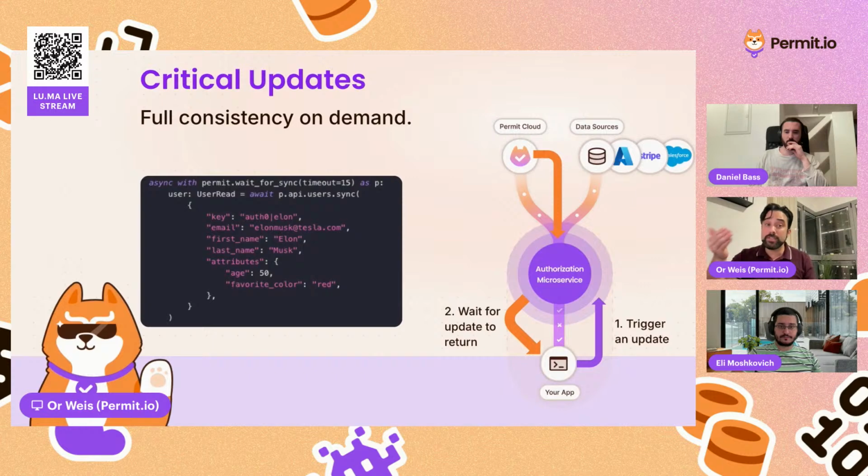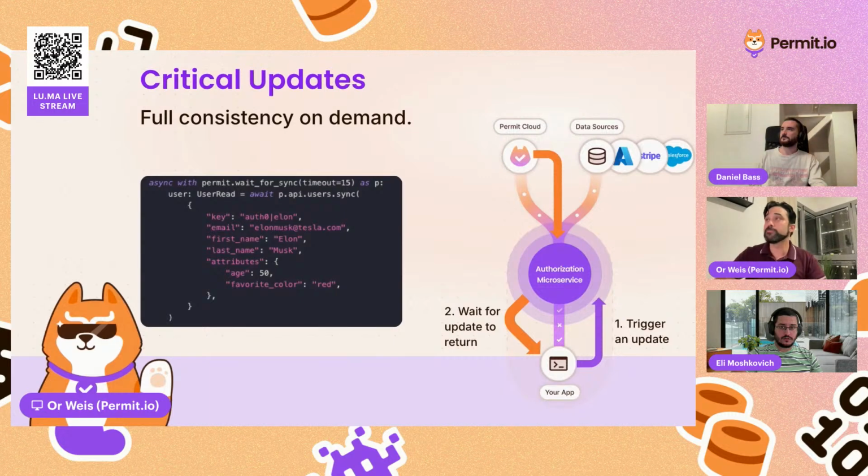We address this with the new feature called critical updates, which is basically full consistency for specific things on demand. We allow you to create an update to the system at your app or at any other service, have it propagate to your microservice for authorization, propagate back to the cloud, and wait for it to sync back. So when you get the update back, you know that your application, your microservice for authorization, is in sync with the huge graph in the cloud that basically is always in full consistency.